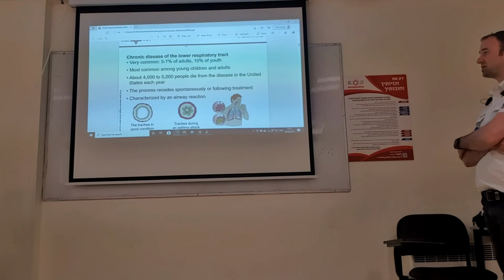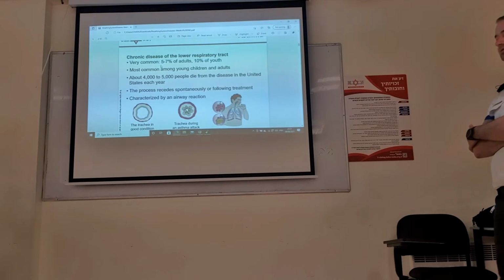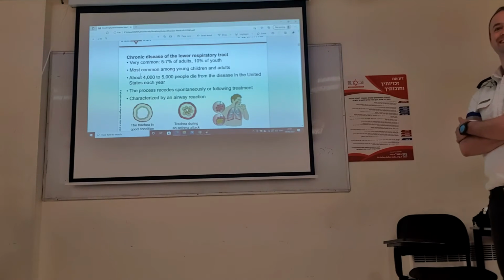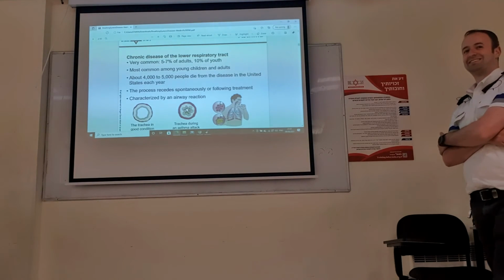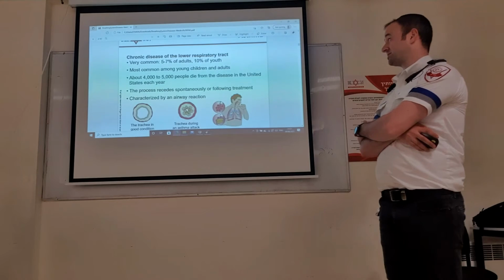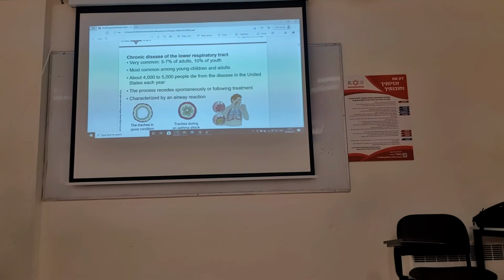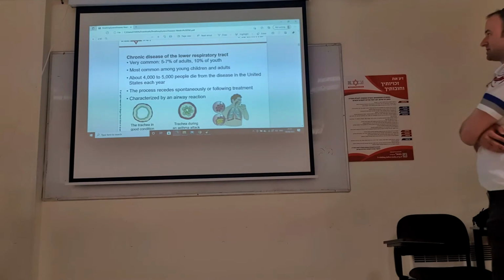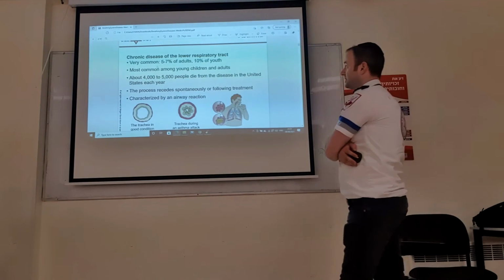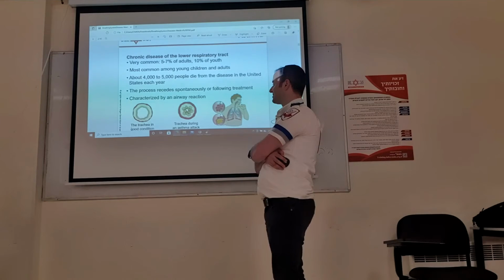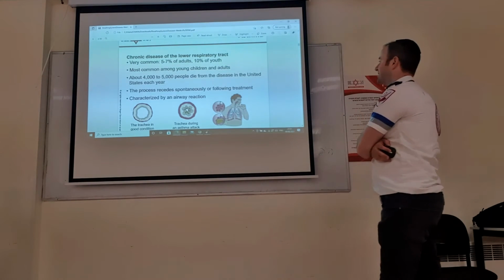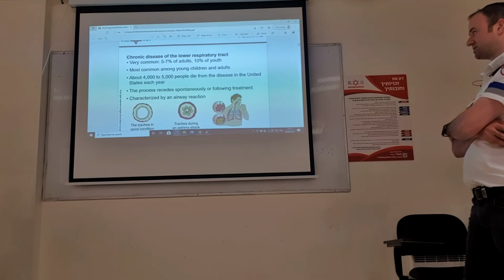4,000 to 5,000 is a lot because the United States is not a third world country. I mean, people may argue, but even in a third world country, they have a pre-established medical system. So 5,000 people die in the United States a year from asthma. That's pretty serious.